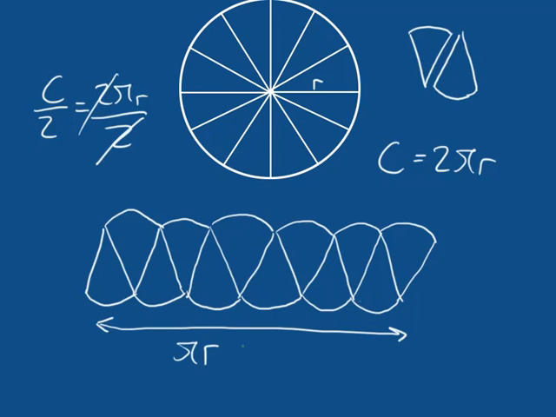Now, if we were to make each segment smaller and smaller, and therefore we'd have more segments, obviously, if we were to make each segment smaller and smaller, what would we notice about this almost rectangular shape here?